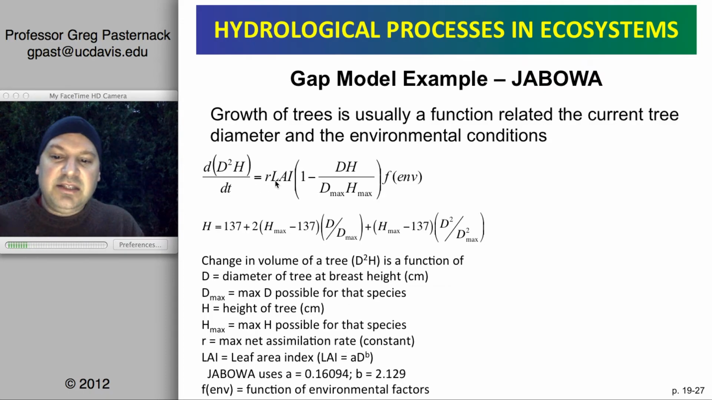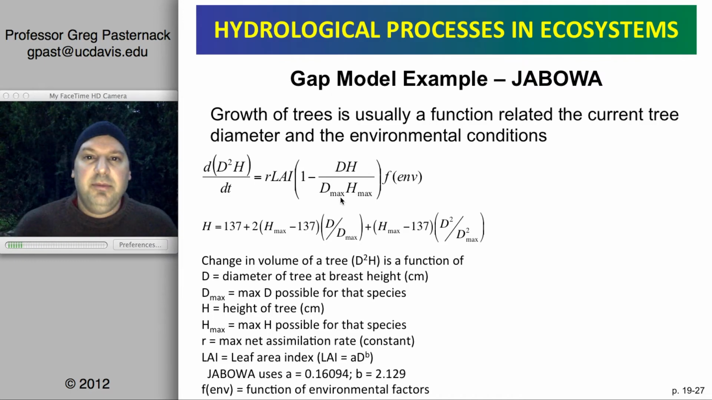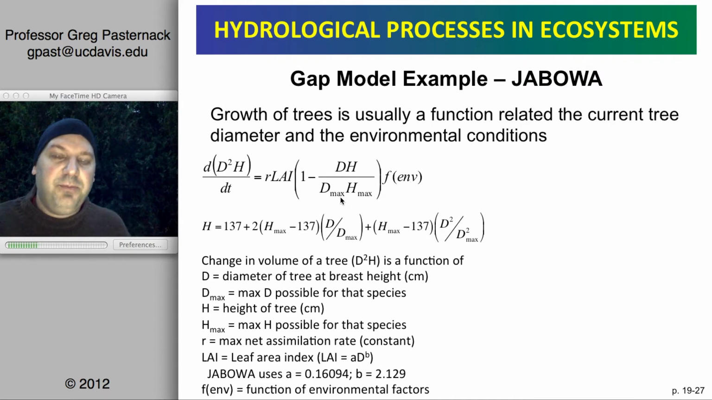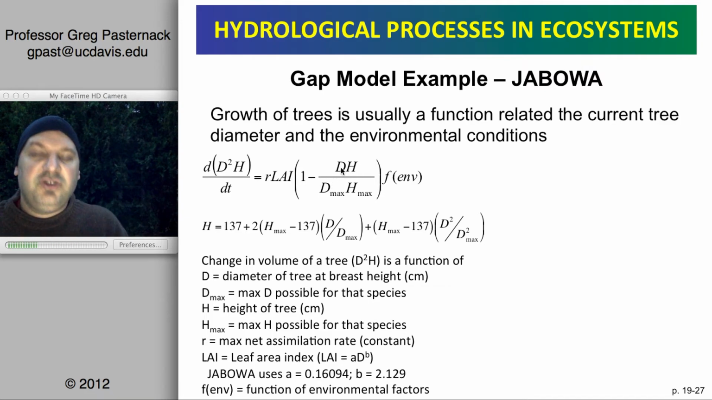Then leaf area index comes into play. And leaf area index, you can see in turn, is a function of the diameter of the tree. And then we just have this function that tells us the growth rate is a function of the current size of the tree relative to the maximum. So what this is saying is that if the tree is near its maximum size, then this is going to approach 1, and that's going to make the growth rate go to 0. If you have a very small value here, so the tree is very small, then it's going to have a maximal growth rate.